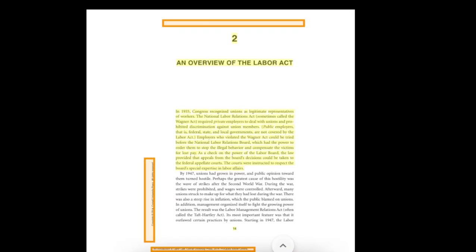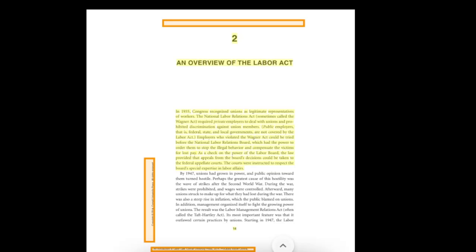14.2. An overview of the Labor Act. In 1935, Congress recognized unions as legitimate representatives of workers. The National Labor Relations Act, sometimes called the Wagner Act, required private employers to deal with unions and prohibited discrimination against union members. Public employers, that is, federal, state, and local governments, are not covered by the Labor Act.